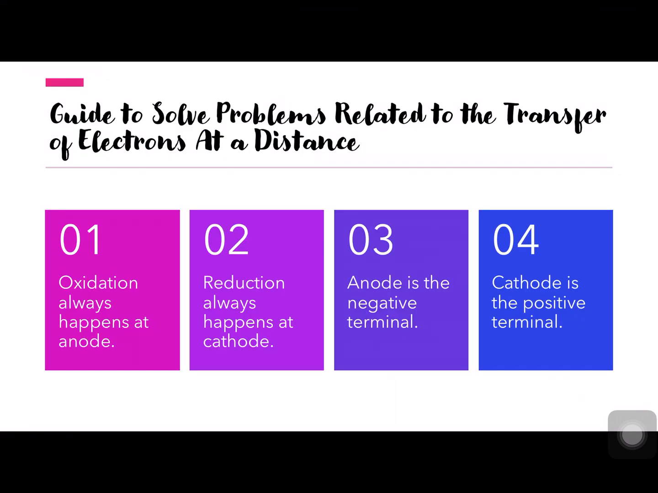Okay, final guide to solve problems related to transfer of electron. First step, you should know that oxidation will always happen at anode. Oxidation means loss of electron, donates electron, anode. Number 2, reduction always happen at cathode. Gain electron, accept electron, reduction. So it will occur at cathode. Number 3, anode is the negative terminal, while number 4, at cathode is the positive terminal. I know it might be confusing for this example. Number 4 ni paling susah sikit. Tapi apa-apa hal, you can PM me, ask me questions, solve your problems. I'll be there to help you.